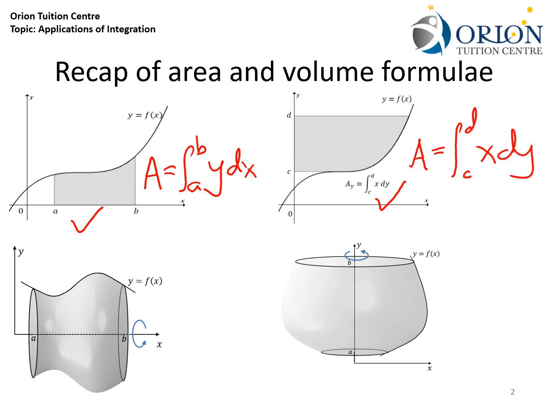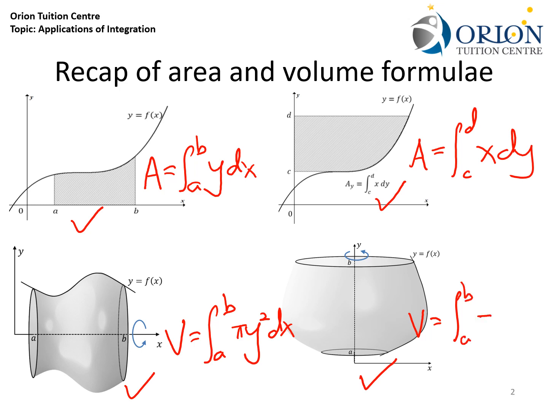For the bottom left volume over here, we can find out using V equals the integral from a to b of pi y squared dx, since it is revolved about the x-axis. And for the bottom right case over here, we have V equals the integral from a to b of pi x squared dy, since it is revolved about the y-axis.